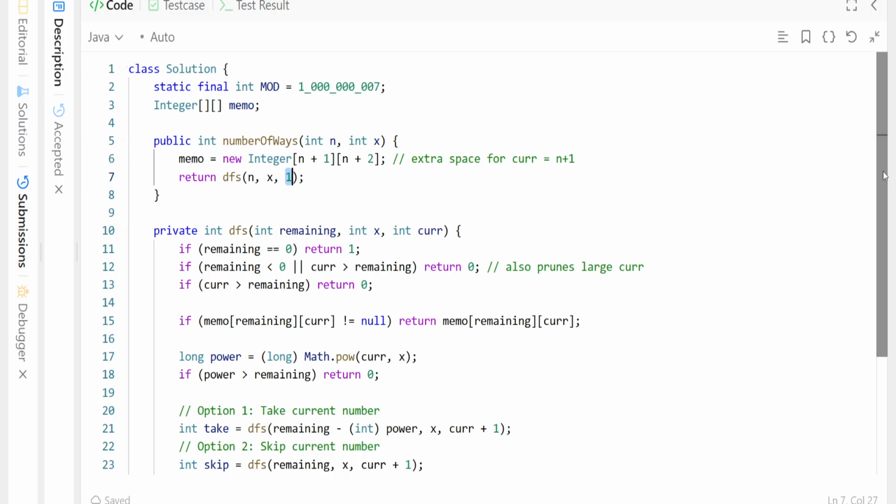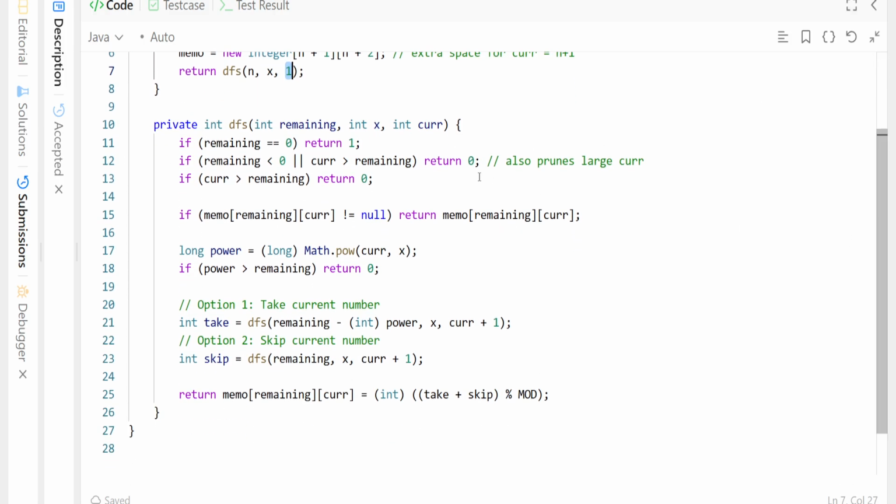So this is your current index 1, and x, you know what x is, this is your remaining. The current index will keep increasing whenever we take it, so we'll do current plus 1. If we are not taking it, the remaining stays the same, but we are increasing the index. Okay, the current index will keep increasing.